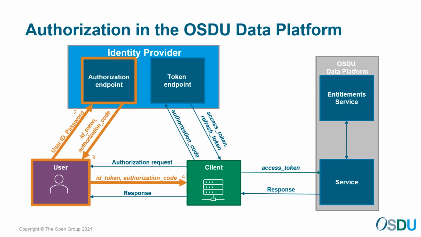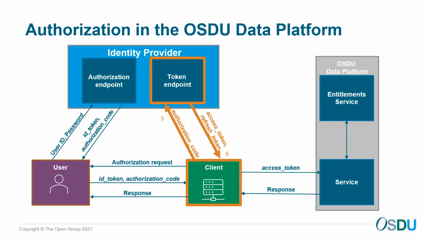First, the user signs in with ID and password. For this purpose, the identity provider has a special authorize endpoint. So the user gets an ID token and authorization code. The default format of the token is JSON Web Token, or JWT, and then the authorization code is sent to the client.